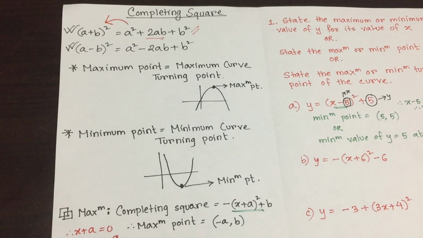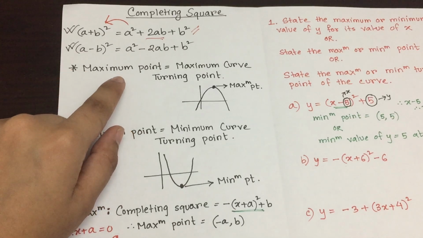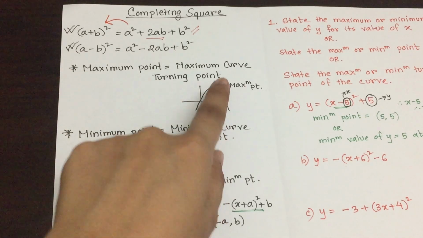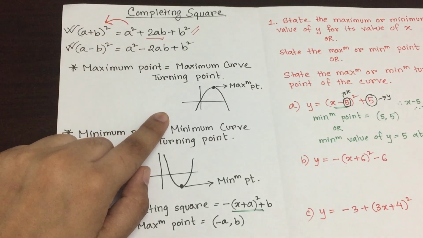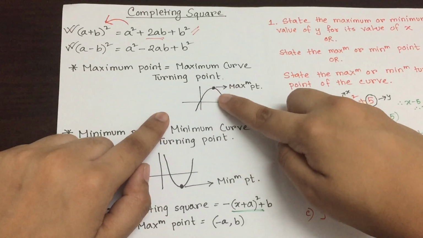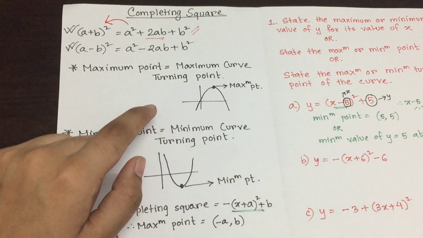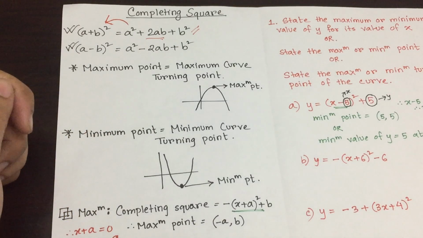So here are certain points that we have to remember. In the case of completing square, you will be asked to find either the maximum point or the minimum point. The maximum point comes from the maximum curve. As you can see here, I've drawn a graph. This is a maximum curve, so this turning point here is the maximum point of the maximum curve, or we can say this is the maximum turning point.